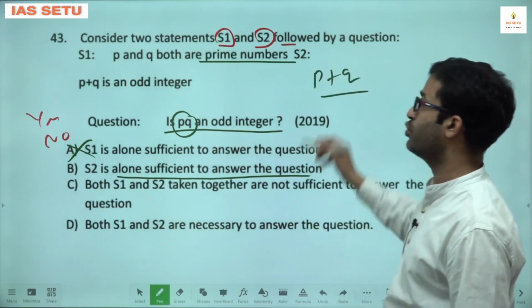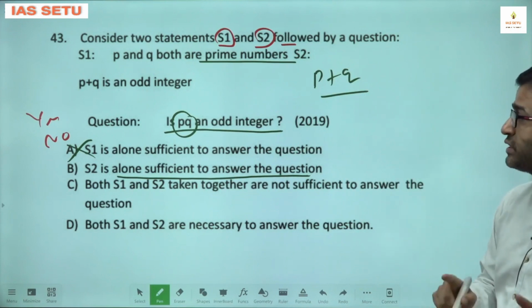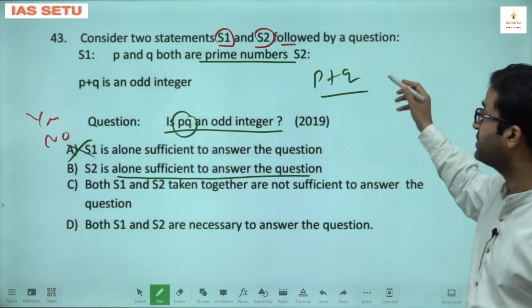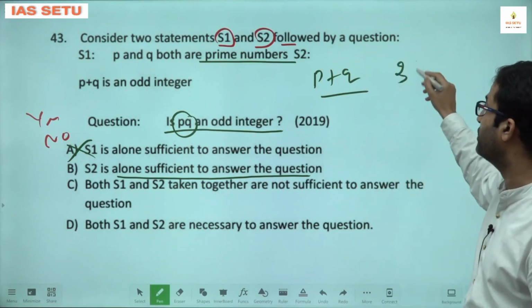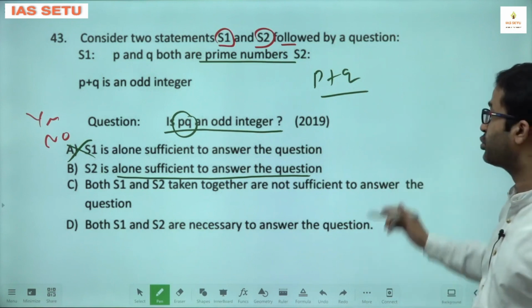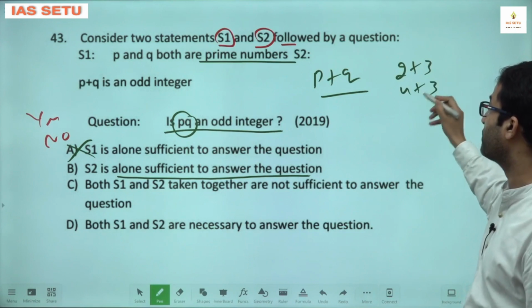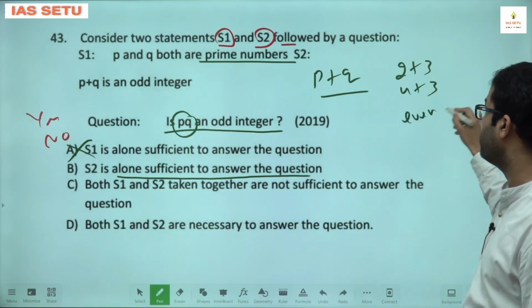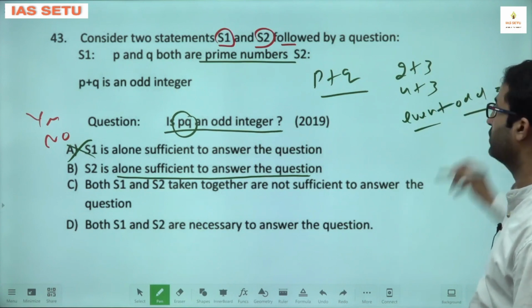P plus Q is an odd integer. So for P plus Q to be an odd integer, it means both cannot be odd numbers, because 3 plus 5 becomes an even number. It means one has to be even, the second has to be odd. 2 plus 3, 4 plus 3. So out of the two, one is even, another is odd. Then only P plus Q is odd.